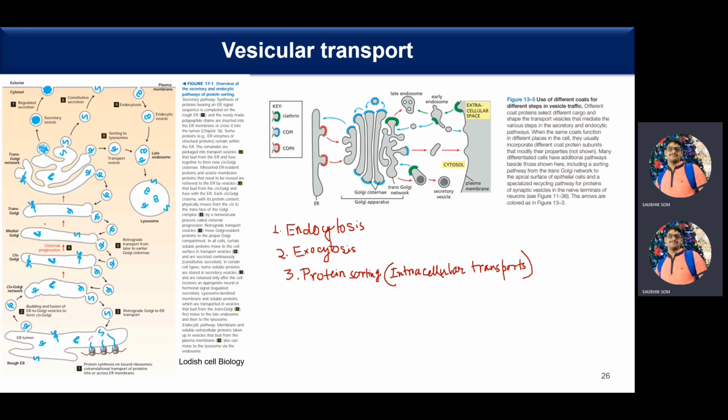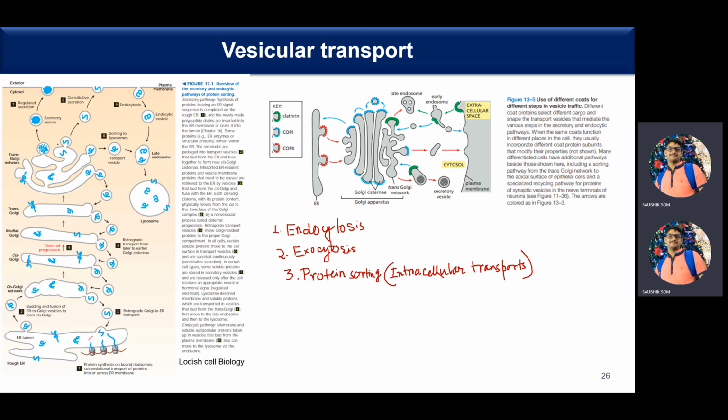Intracellular transport. Now, as you can see, this is the endocytic pathway. In endocytosis, the molecules from outside are endocytosed, most of the time by receptor-mediated endocytosis, and then it forms endocytic vesicles which fuse to the early endosome, late endosome, and fuse with the lysosomes, correct?